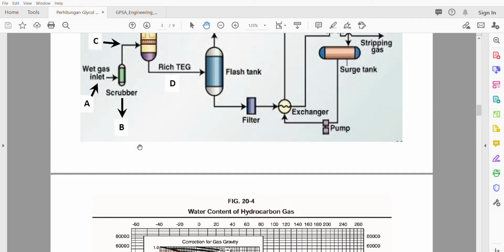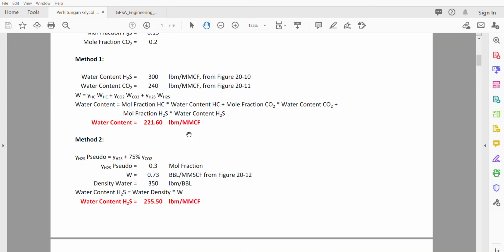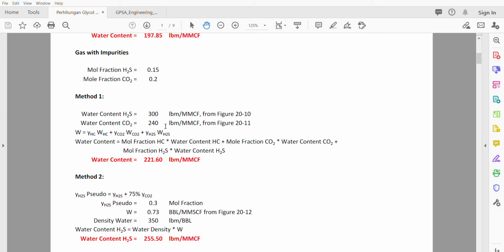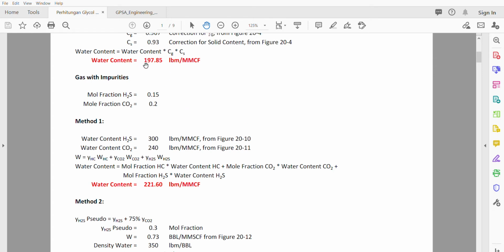And then so go back to this number one. So we have 240, and then we just calculate. So basically mole fraction of hydrocarbon, which is 1 minus 0.35, 0.65 multiplied by 198, and then 0.15 multiplied by 300 for H2S, and 0.2 multiplied by 240 for CO2. So we come up with 221.6.